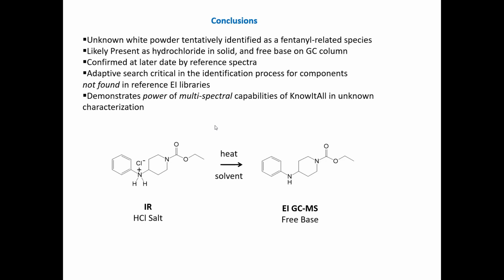But more importantly, I wanted to show that the adaptive search is critical in the identification process for components not found in reference EI libraries. Thus it increases the dynamic range of your current reference libraries, which in a sense makes them more effective at identifying unknowns. And it also demonstrates the power of the multispectral capabilities of KnowItAll in unknown characterization to help further confirm identities made by mass spectrometry.